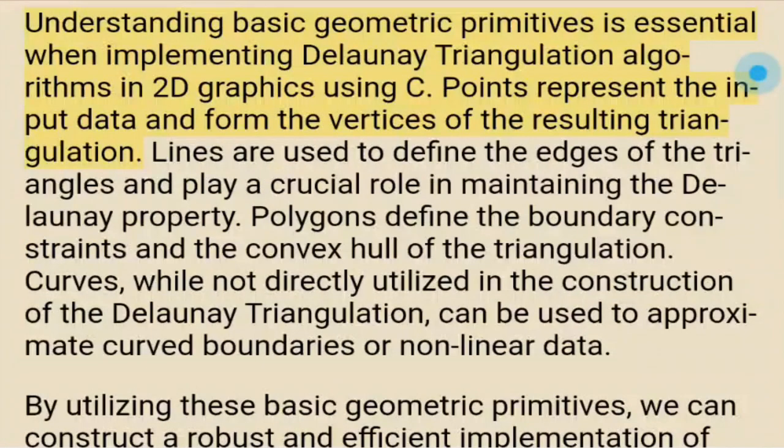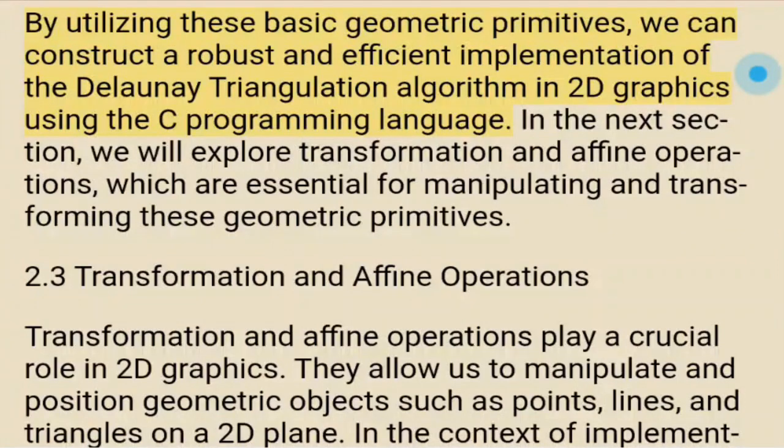Summary. Understanding basic geometric primitives is essential when implementing Delaunay triangulation algorithms in 2D graphics using C. Points represent the input data and form the vertices of the resulting triangulation. Lines are used to define the edges of the triangles and play a crucial role in maintaining the Delaunay property. Polygons define the boundary constraints and the convex hull of the triangulation. Curves, while not directly utilized in the construction of the Delaunay triangulation, can be used to approximate curved boundaries or nonlinear data. By utilizing these basic geometric primitives, we can construct a robust and efficient implementation of the Delaunay triangulation algorithm in 2D graphics using the C programming language.